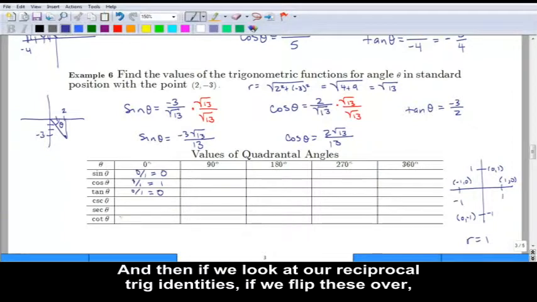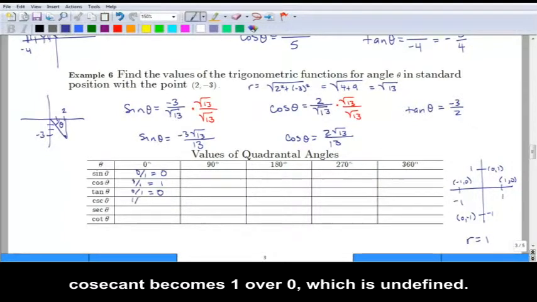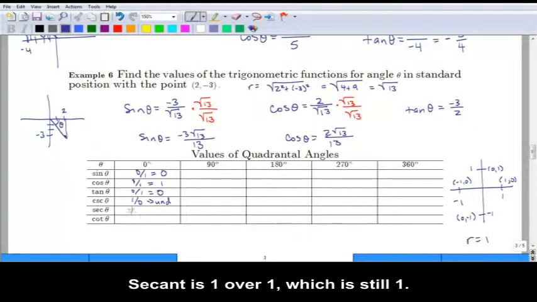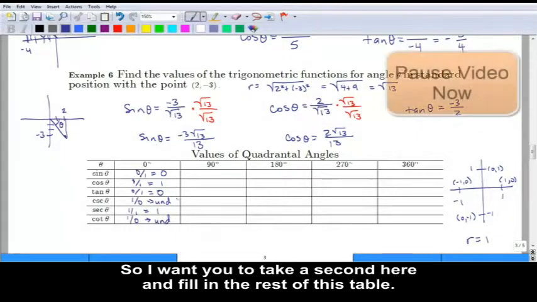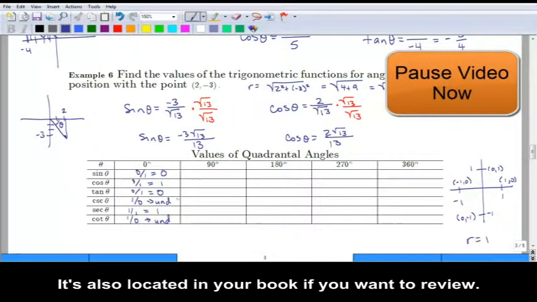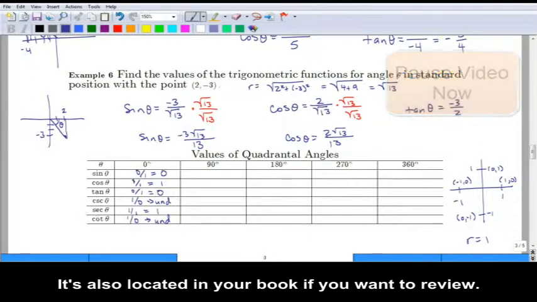And then if we look at our reciprocal trig identities, if we flip these over, cosecant becomes 1 over 0, which is undefined. Secant is 1 over 1, which is still 1. And cotangent also becomes 1 over 0, which is undefined. So I want you to take a second here and fill in the rest of this table. It's also located in your book if you want to review.